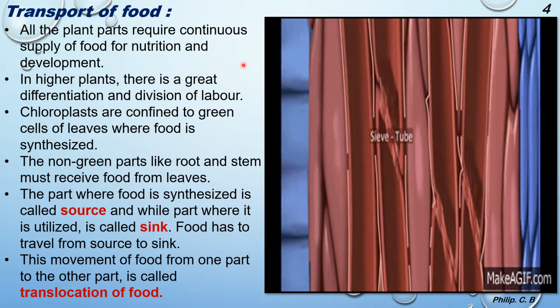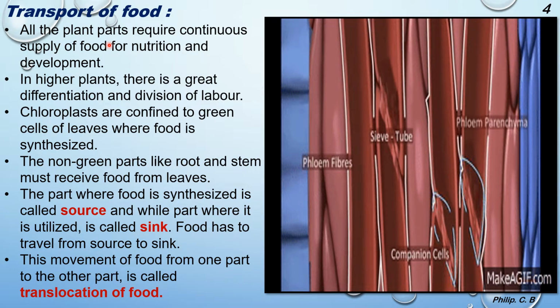Now, further we come to the next part, that is transport of food. We learned about the transport of water, which is mainly done by the xylem. With the food, that is in case of phloem. First see the labeling part: sieve tube, companion cells, phloem fibers, phloem parenchyma, sieve elements, which are the parts of phloem. Very clearly we can see in this animation slide various parts of the phloem.